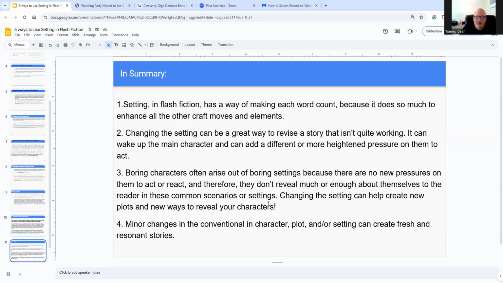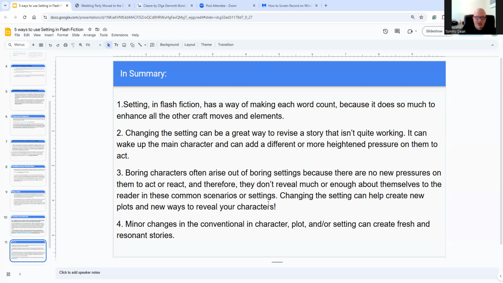Boring characters often arise out of boring settings because there are no new pressures on them to act or react, and therefore they don't reveal much or enough about themselves to the reader in these common scenarios or settings because they're doing common things. They feel like common characters, and we want main characters. We want individual, unique, specific characters. Changing the setting can help create new plots and new ways to reveal your characters.